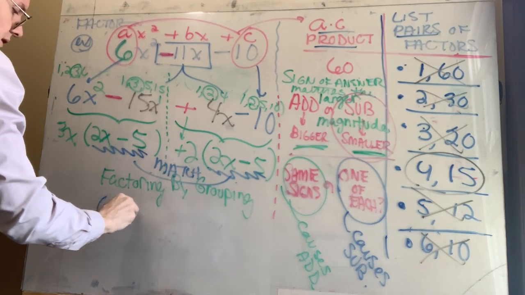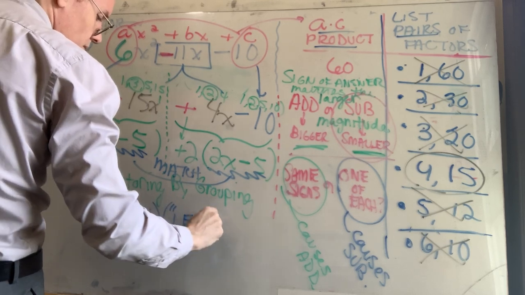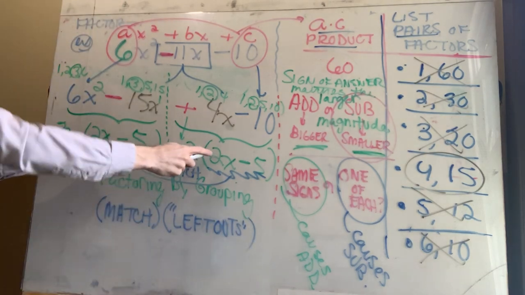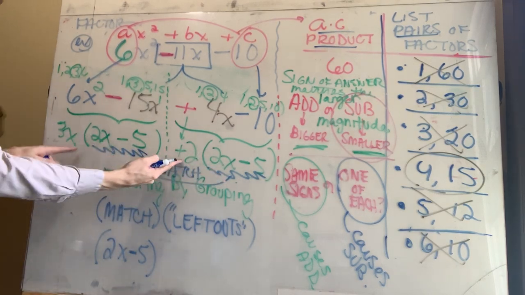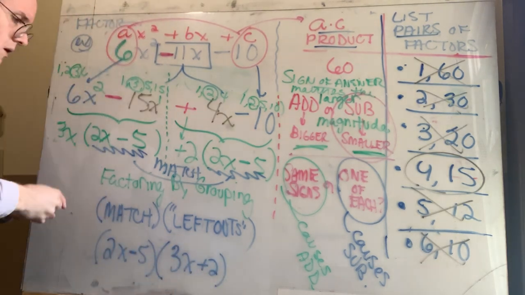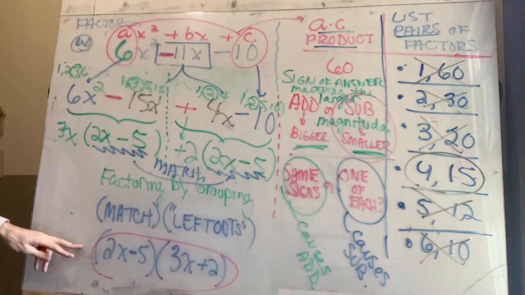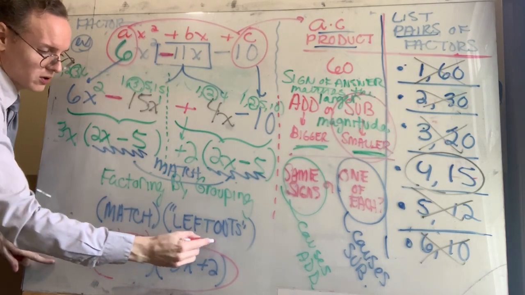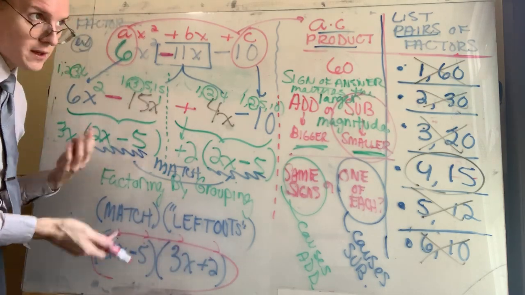The match gets its own parentheses and the left outs, which is, again, my own bizarre way of talking about it. The match is 2x minus 5, and the left outs, they're literally on the left and on the outside, is 3x plus 2. Okay, that's the factored answer. Again, it's not impossible to go directly from this to this, but I'm trying to tinker with these four parts. If you know that a trinomial usually is a binomial set next to another binomial factored, you can.